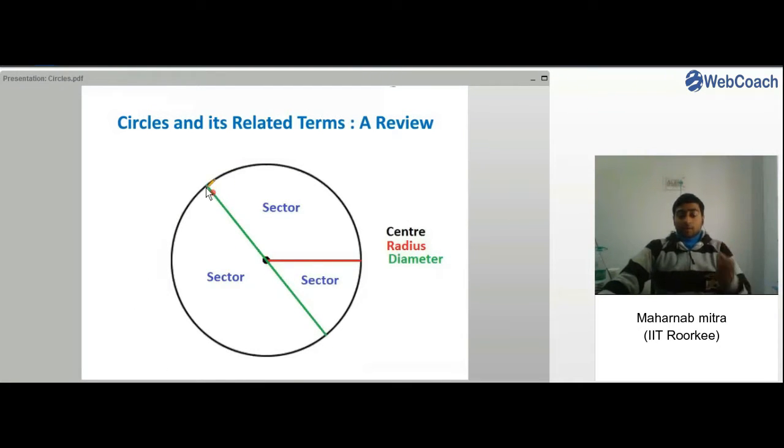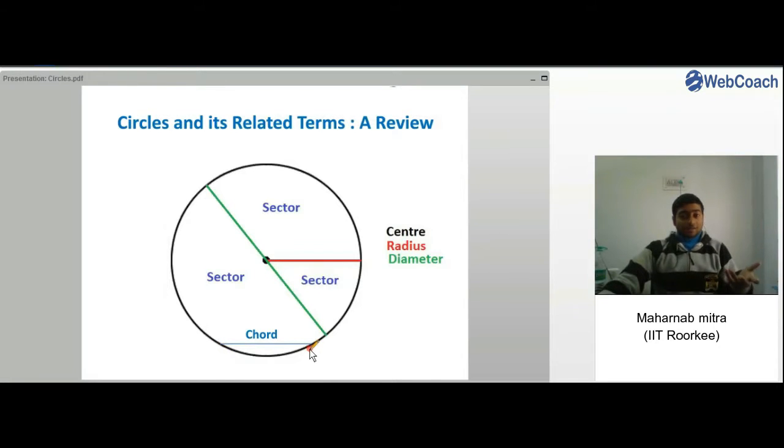Okay, so what are sectors? The parts enclosed by 2 radii, this radius and a part of the circle. This entire part is called one sector. This part is also called a sector, and this whole part is also called a sector, right? So you can see only a part of a circle and 2 radii, right? These 3 parts enclose a sector.